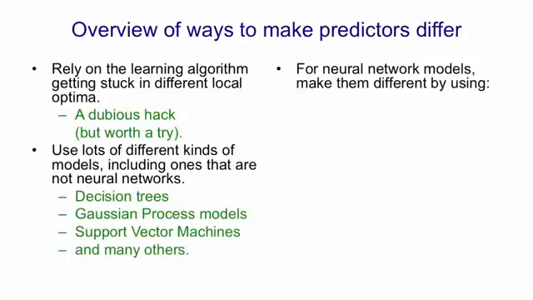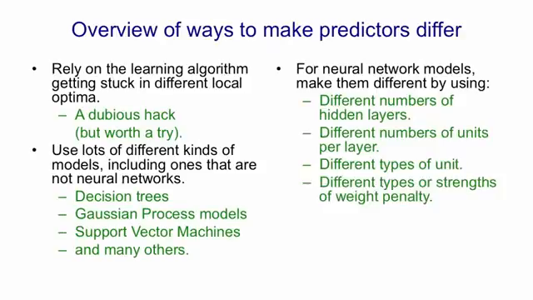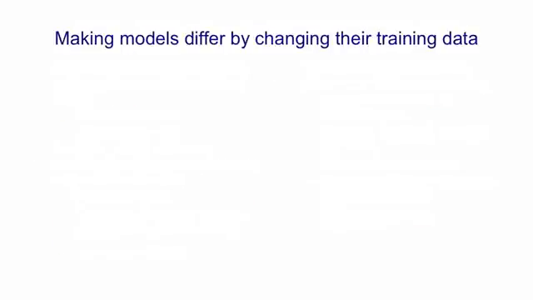If you really want to use a bunch of different neural network models, you can make them different by using a different number of hidden layers, or a different number of units per layer, or different types of unit. Like in some nets you could use rectified linear units, and in other nets you could use logistic units. You could use different types or strengths of weight penalty. So you might use early stopping for some nets, and an L2 weight penalty for others, and an L1 weight penalty for others. You could use different learning algorithms. So, for example, you could use full batch for some and mini batch for others if your dataset is small enough to allow that. You can also make the models differ by training the models on different training data.